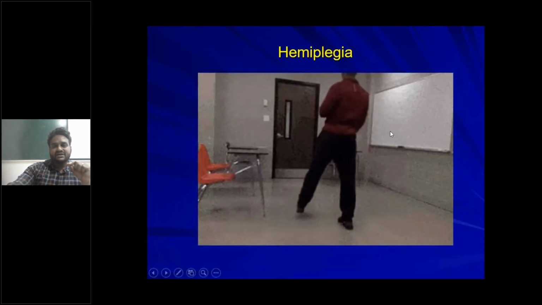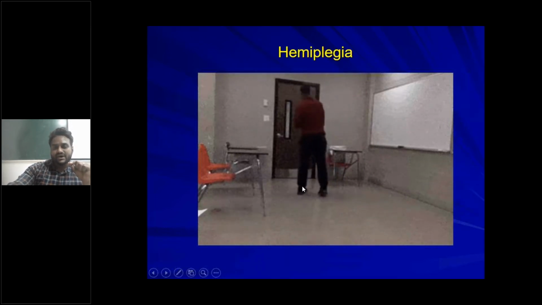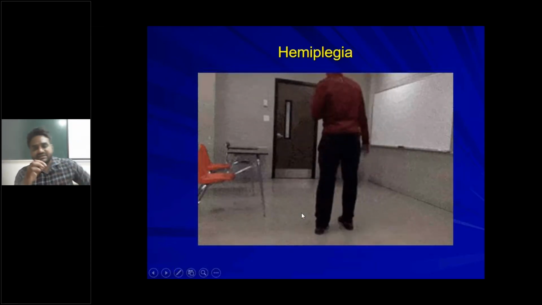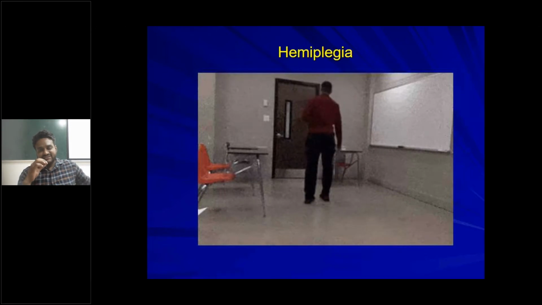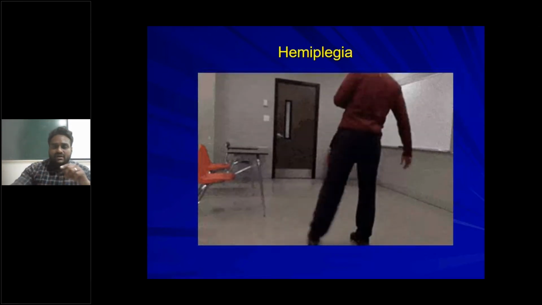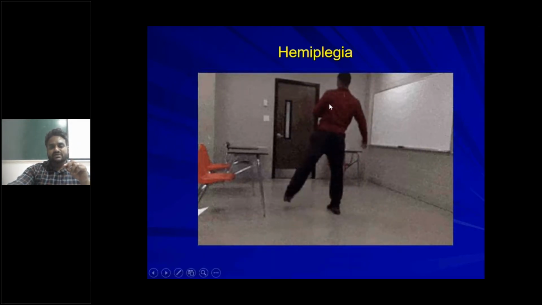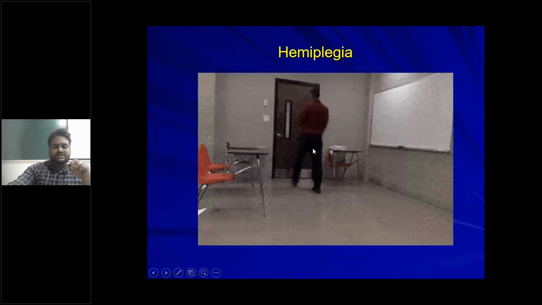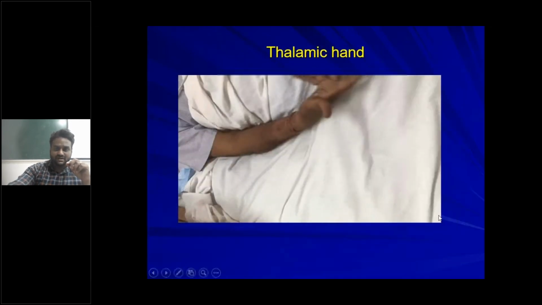And the second condition, hemiplegia. You know it, paralysis of half of the body. Which side? Contralateral. Whatever lesions you see in the thalamus affect the opposite side, contralateral effects, like the cerebrum. In this condition, the person is unable to walk properly, as half of the body is paralyzed. This condition is called hemiplegia.